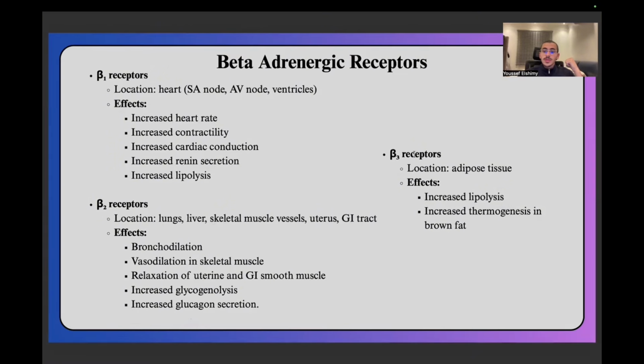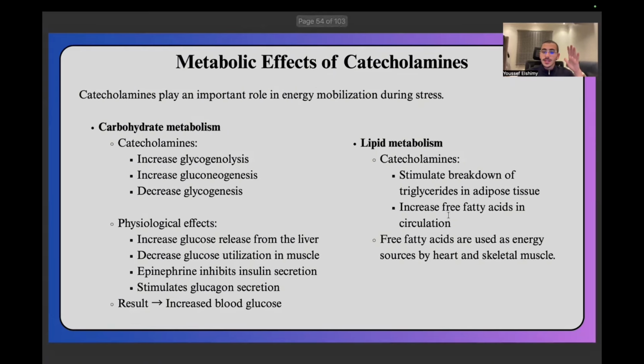Okay, so beta 3 receptors are located in the adipose tissue, and the effects, it basically increases lipolysis, breakdown of fat, in order to be used for energy, and also it increases the thermogenesis in brown fat, especially in children, in young babies. So overall effects, they basically play a role on the carbohydrate metabolism.